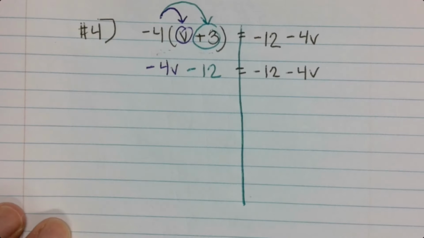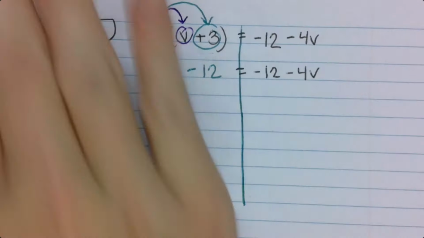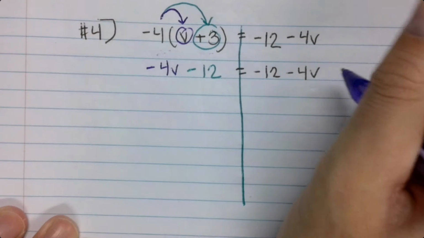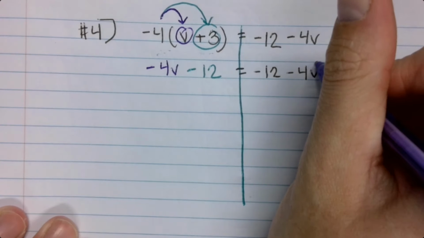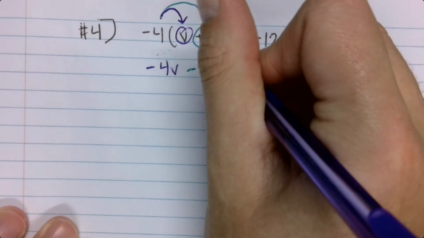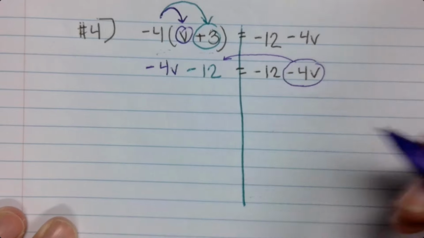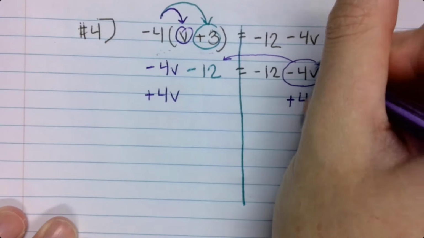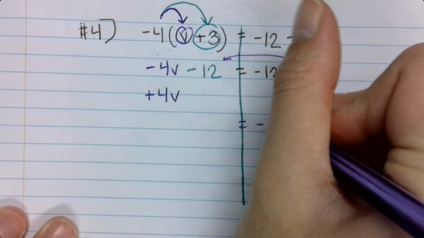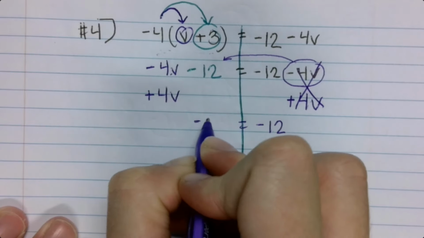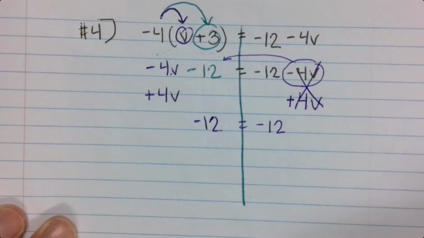So now I want to make sure that there's nothing to combine, which there is not. So I want to move my letters on the left. So this whole term is being moved to that side of the equation, to that side of the barrier. So the inverse of minus 4v is plus 4v on both sides. This obviously cancels out, leaving you with minus 12. And then negative 4 plus 4, that's 0v. So this is just going to be negative 12 equals negative 12.